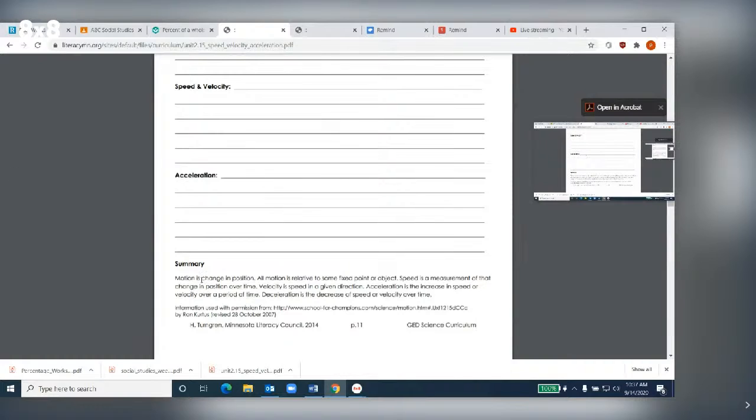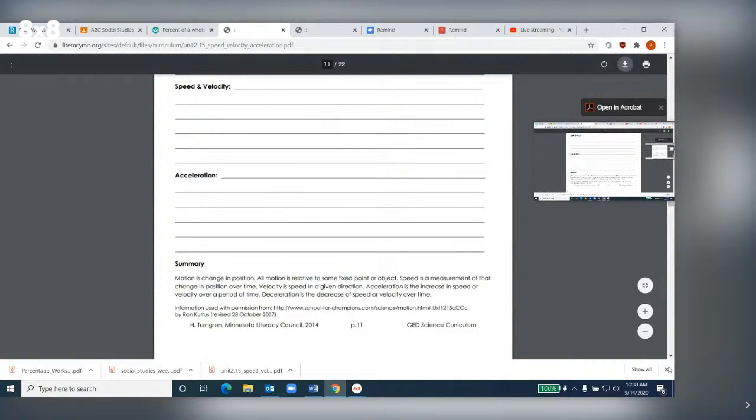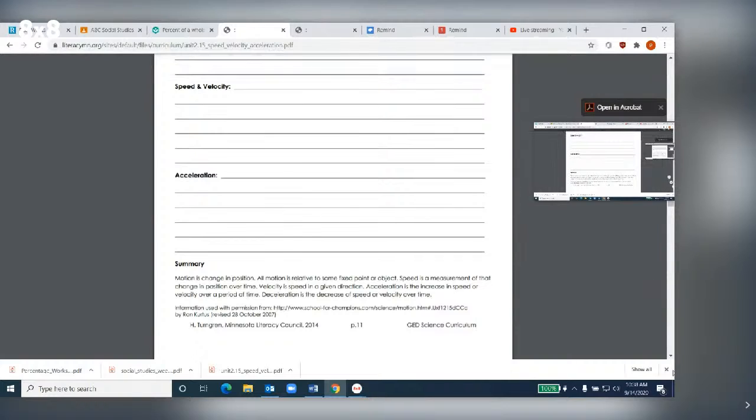So the summary is motion is a change of position. And it says all motion is relative to some fixed point or object. So that really goes back to the fixed point. And speed is a measurement of that change of position over time. Velocity is speed in a given direction, and acceleration is an increase in speed or velocity over time. And deceleration is a decrease of speed or velocity over time. So after you've read all three of those, you will be able to understand what all that means.